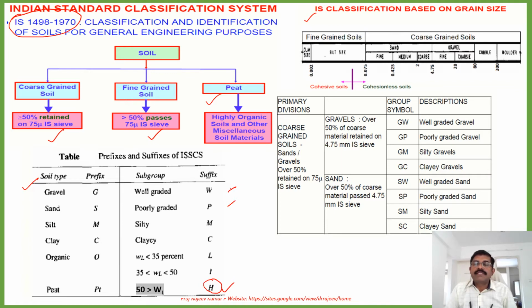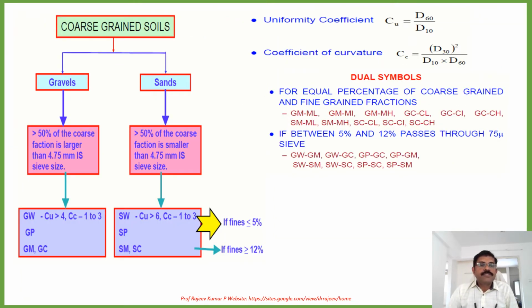Well graded gravel is denoted with GW, poorly graded gravel GP. Likewise, clayey sand is defined as SC. So these are the things you should remember. For coarse grained soil, again there is provision for defining it as well graded gravel or poorly graded gravel, silty gravel or clayey gravel, and silty sand and clayey sand.